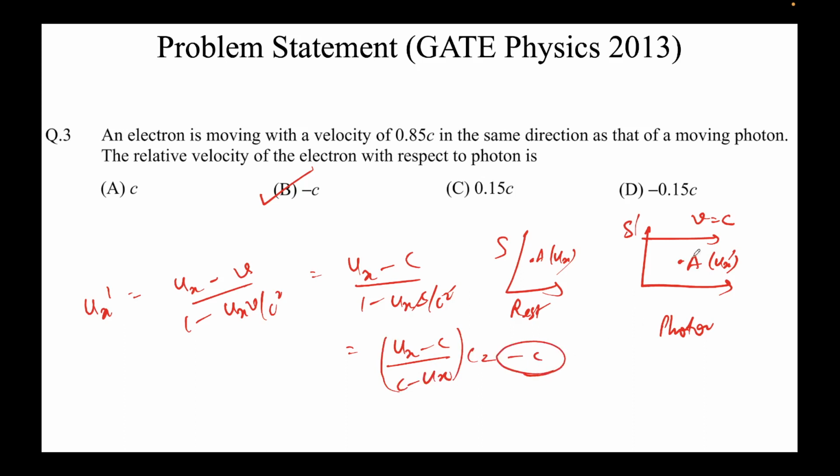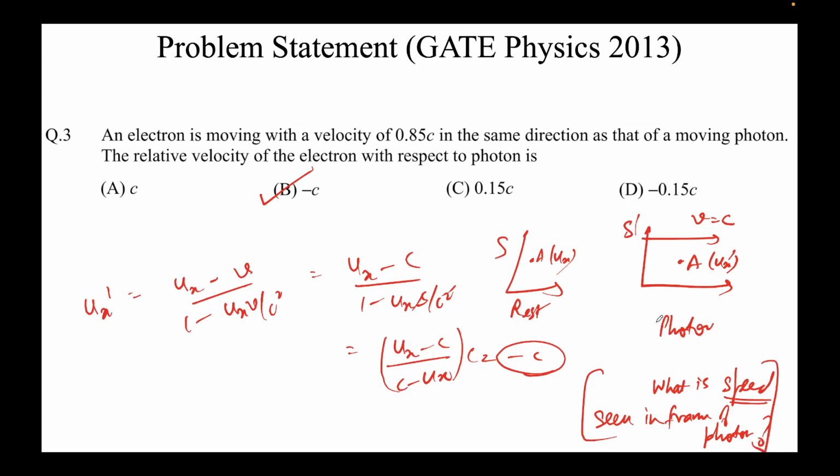What are we seeing? That this photon frame will see everything moving at negative c velocity. This means this photon will see everything moving away from it at 3 into 10 to the power 8 meters per second. This might be asked directly in match the following: what is the speed seen in the frame of photon? It will always be c in the negative direction, but if we ignore the direction, the magnitude will always be c. This is a trick you can remember.